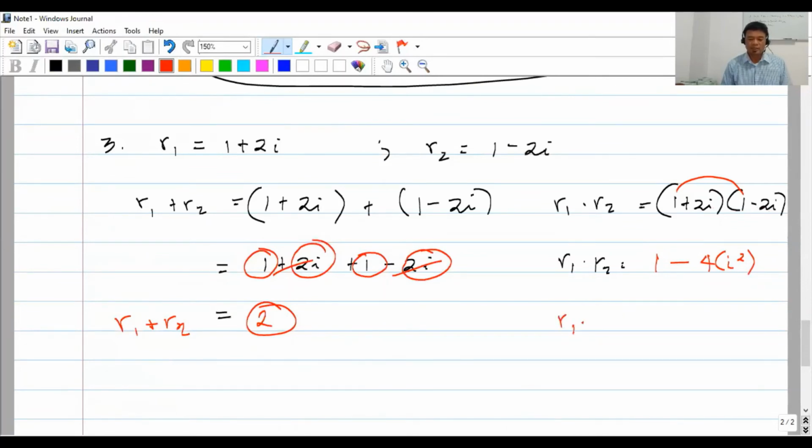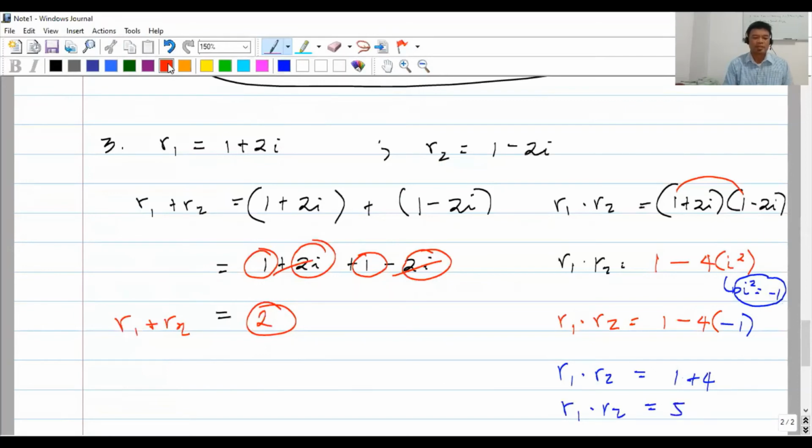R1 times R2 is equal to 1 minus 4 i squared. The equivalent of i squared is equal to negative 1. That is a rule under imaginary numbers. So we substitute the value of i squared, which is negative 1. Therefore, R1 times R2 is equal to 1 plus 4, and R1 times R2 is equal to 5.